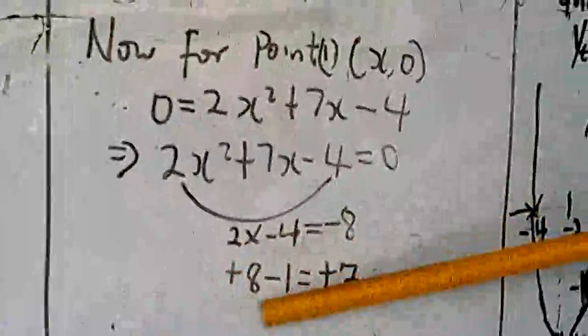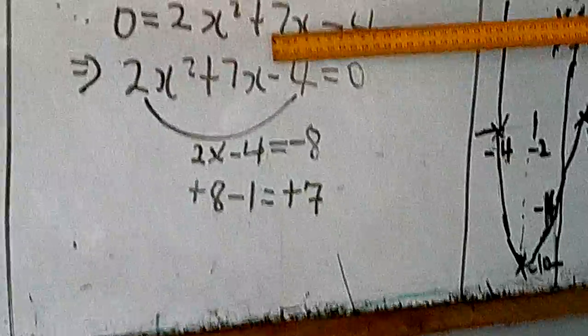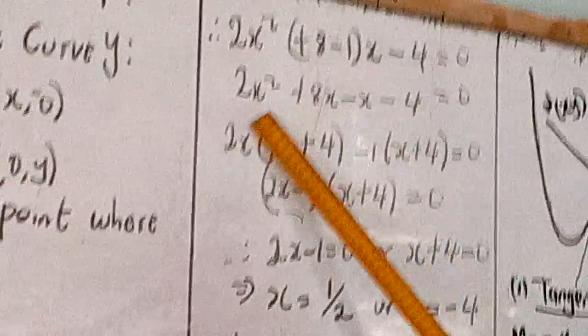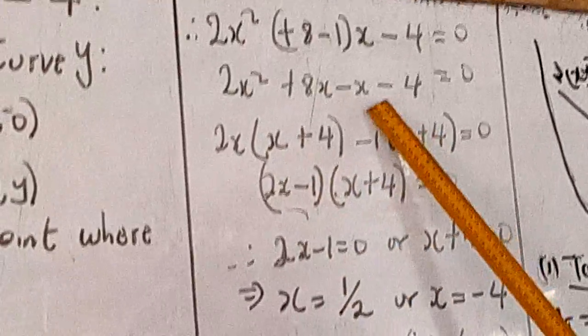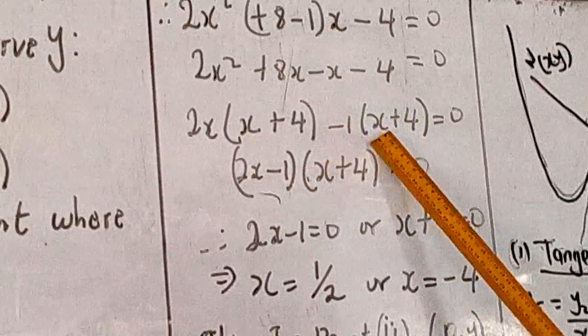Substituting +8 - 1 for the 7x here, we have it there. Now, opening this bracket, we have this arrangement. Factorizing 2x out, we have this, and factorizing -1 out, we have that.